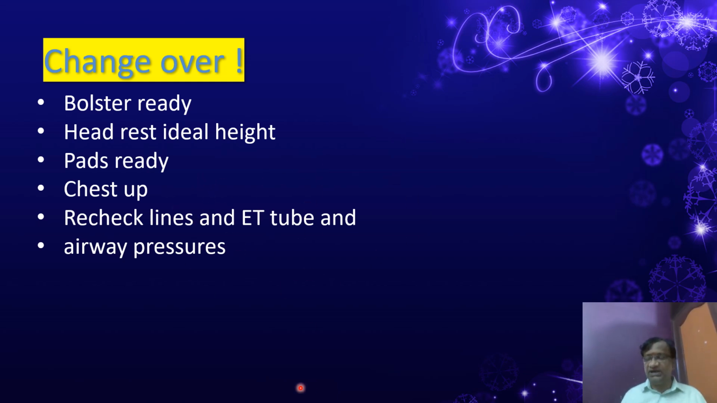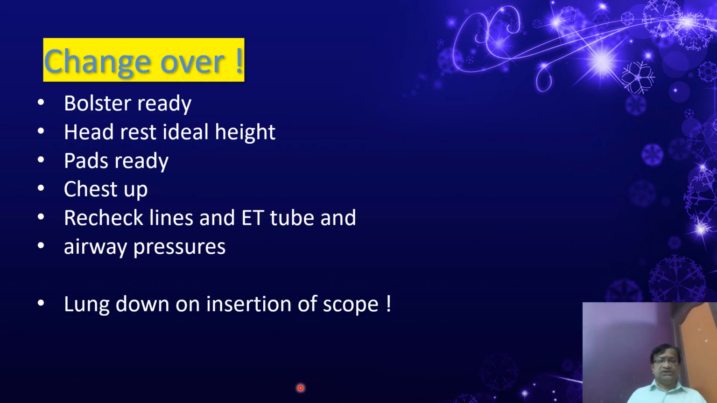Very important. As soon as you pick the position, check the endotracheal tube position, properly fixed. Airway pressure is fine. Saturation is fine. All these things, then you should do all other things. As soon as you paint, before insertion of the endoscope, nephroscope, have the lung down.